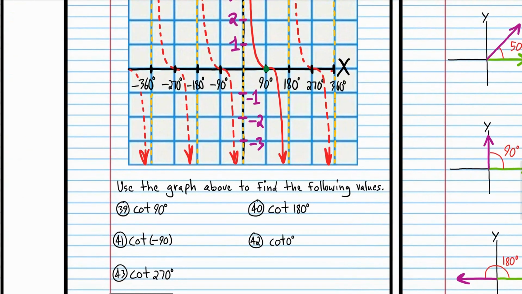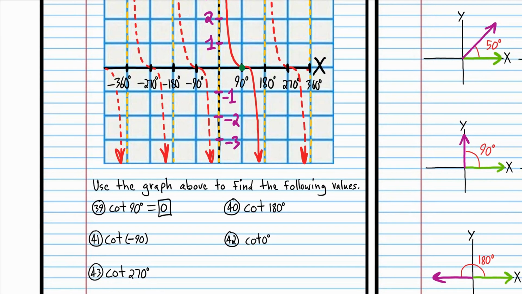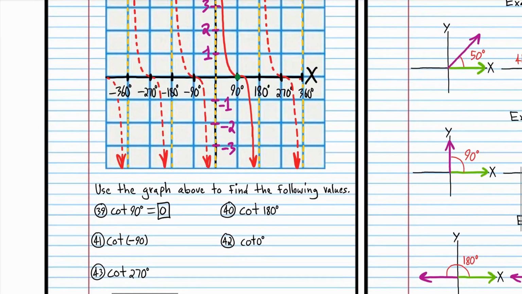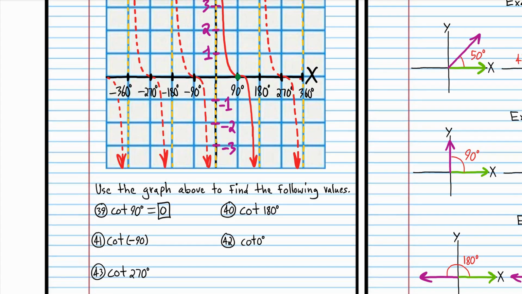Okay, so 90 degrees, we're going to move out to the right 90 degrees, and that point on the curve has a y value of 0. So this is just how we calculate these multiples of 90-degree angles. Cotangent 180, we're going to go out 180, and there's an asymptote, which means the function is not defined for a 180-degree angle.